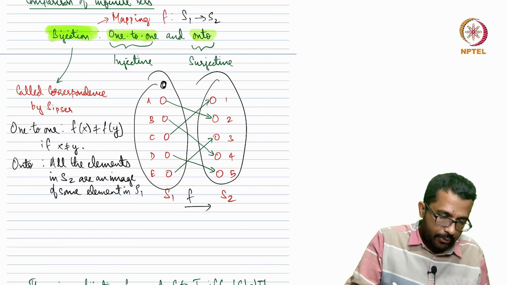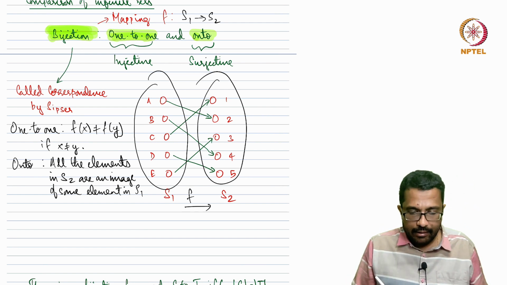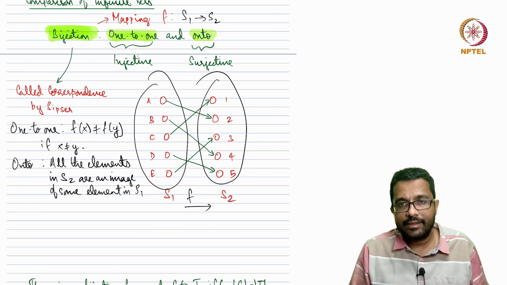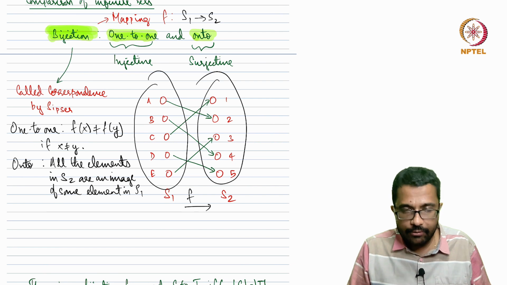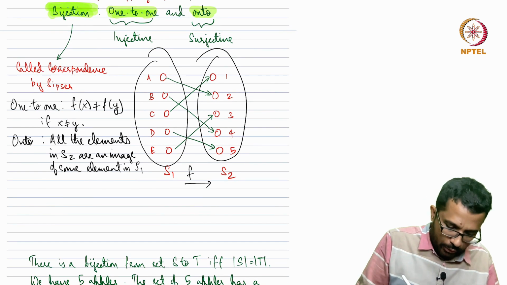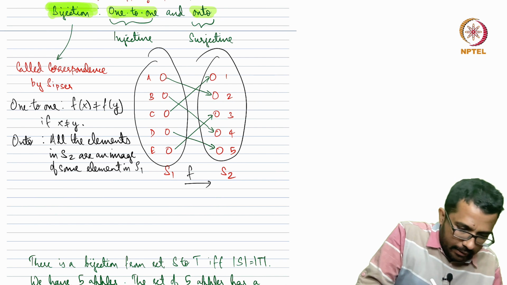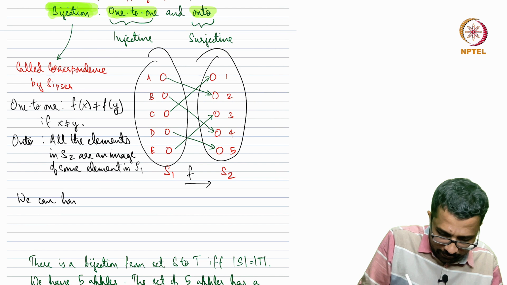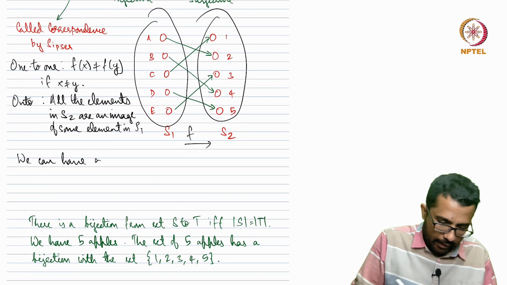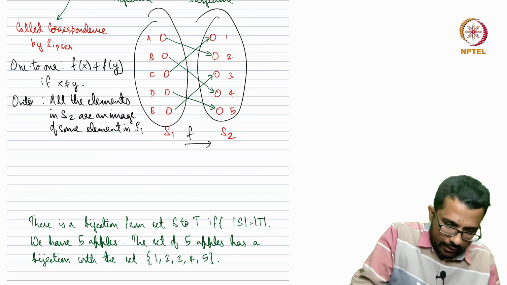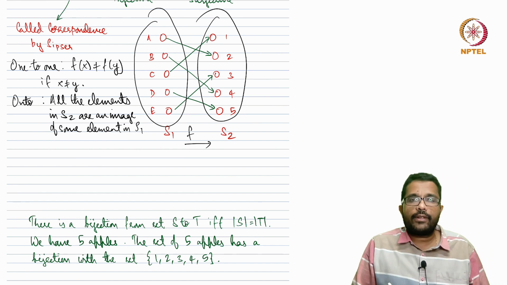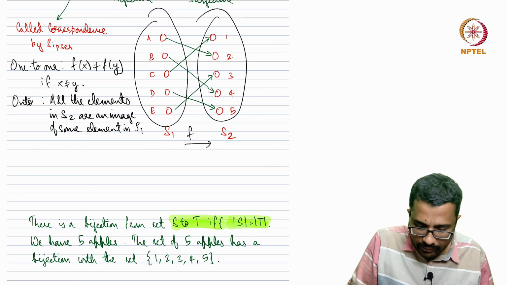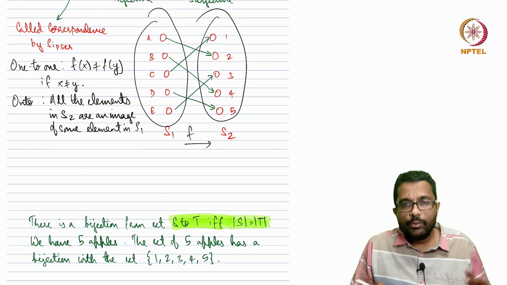So what I am saying is that you can have a bijection from S1 to S2 if and only if they are of the same size, right? And this is very easy to see for finite sets. There is a bijection from S to T if and only if the size of S is equal to the size of T. Right? And this is pretty clear.